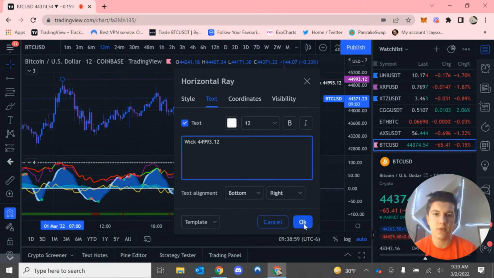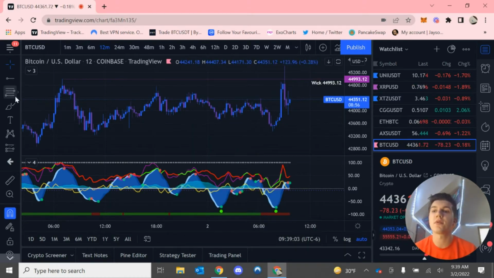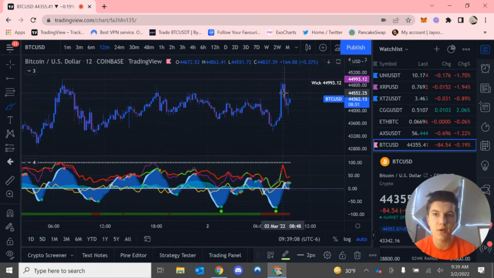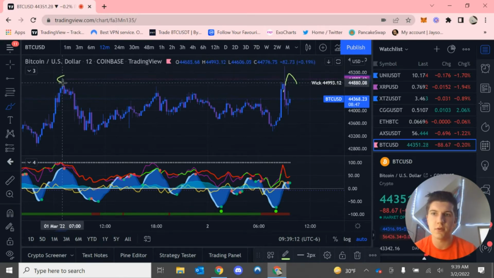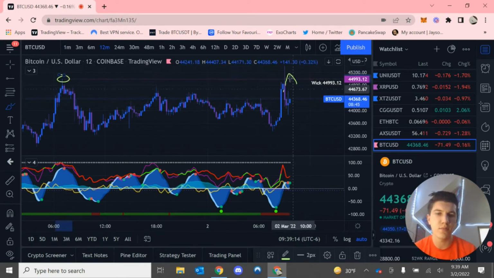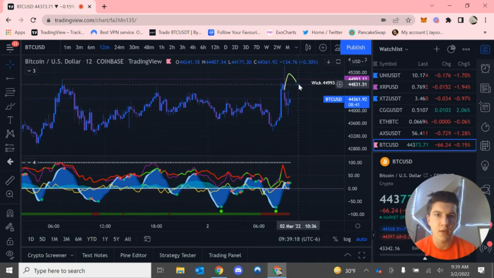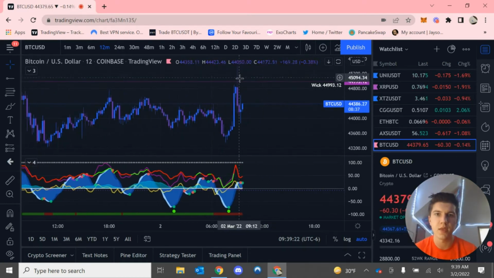I like to label them wicks and then draw in the coordinates. What I was looking for is price, let me turn off this magnet tool, to come up, grab the liquidity from this wick over here, and then shoot back downwards. And as you can see, that's what happened. That is something to be looking for.